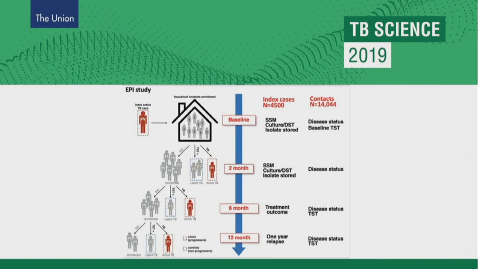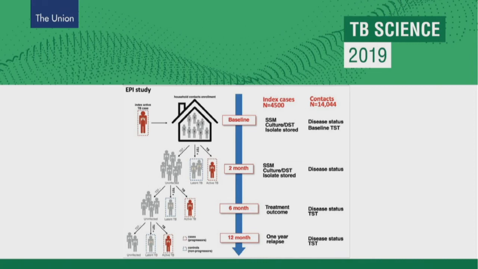At baseline, the index patients had sputum stored, they had a drug sensitivity test, and many of those isolates were later sequenced. The household contacts underwent tuberculin skin testing at baseline. They were examined for the presence of co-prevalent TB, co-prevalent with their index case, and then they were followed at 2, 6, and 12 months.